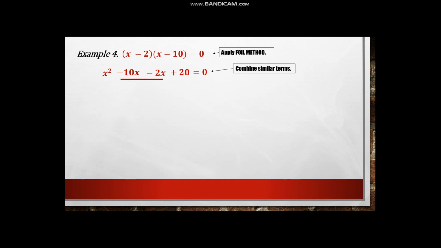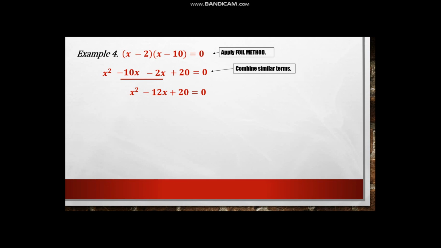Of course, we have negative 10x and negative 2x, given that they have the same variable x with an exponent of 1. If we combine them by addition, we will copy the sign because they have the same sign. We will add the numerical coefficients, and then we will copy the variable. Giving us x squared minus 12x plus 20.